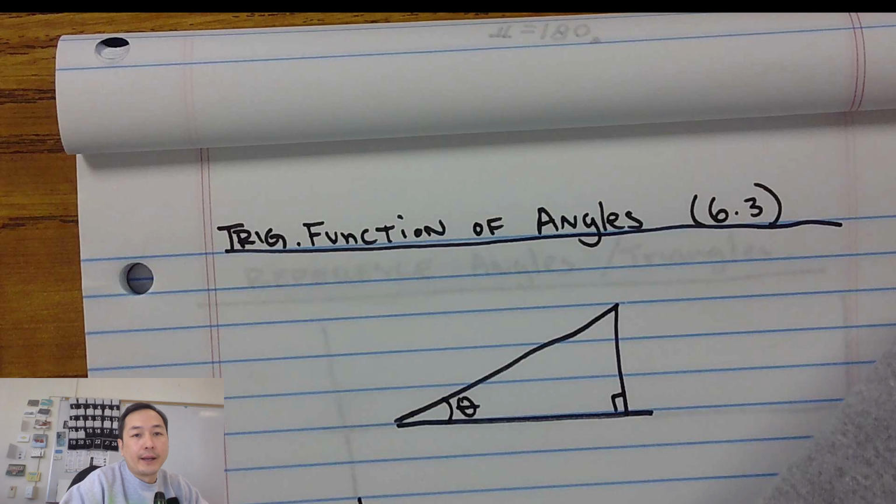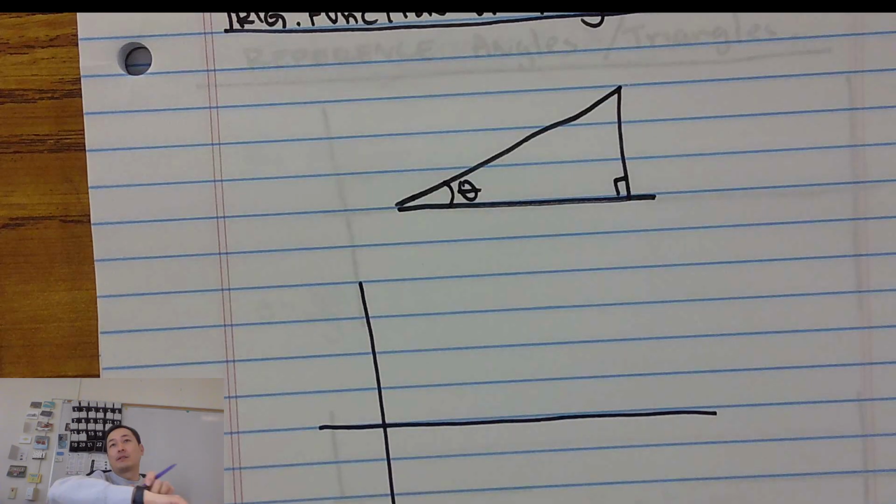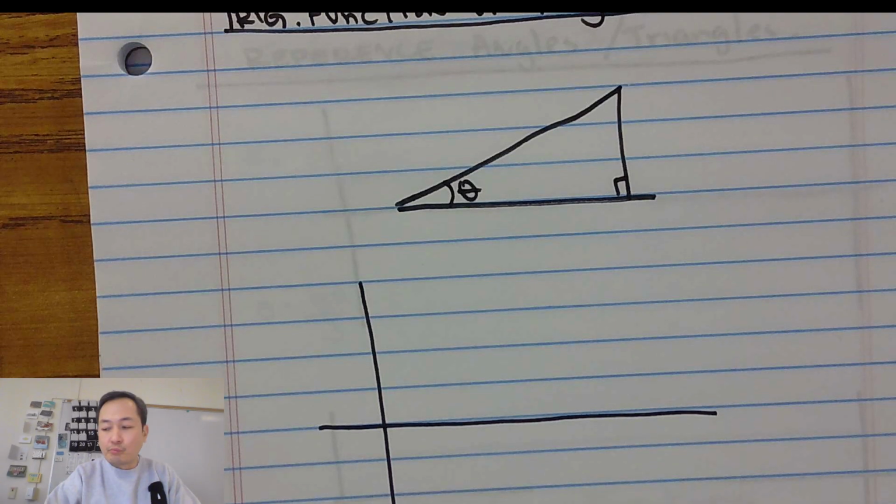So today what we're gonna do is jump into our next section, which is 6.3. What we're gonna be talking about is reference angles. Okay. So this is 6.3. You go down to that section in the book.